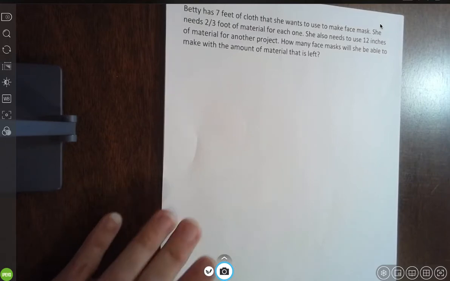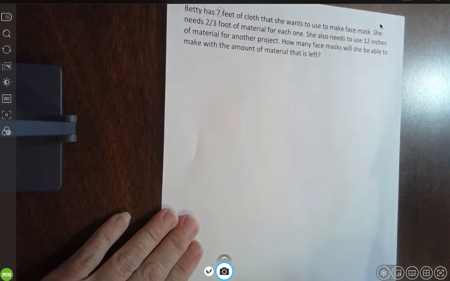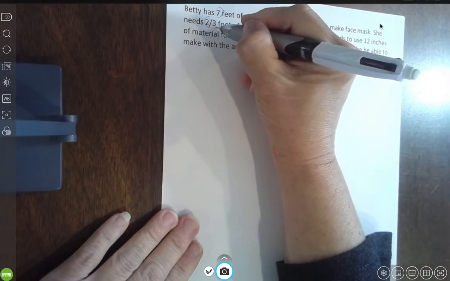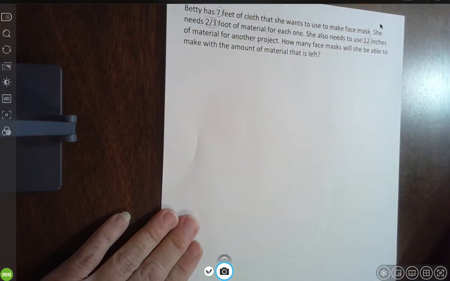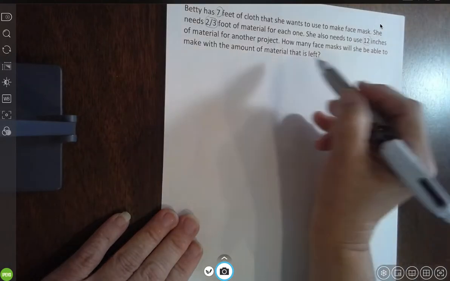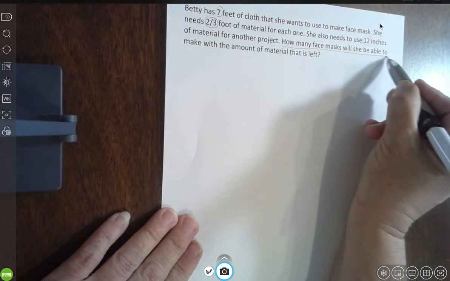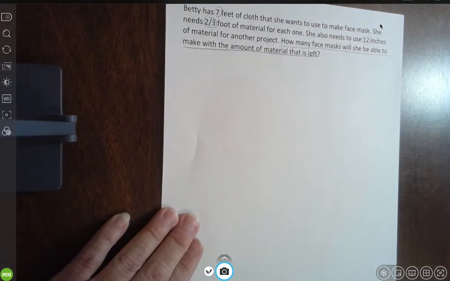So my first step is I'm going to cube. I'm going to circle my numbers: 7, 2/3, 12. I believe that's it. Now I'm going to underline my question. How many face masks will she be able to make with the amount of material that is left?